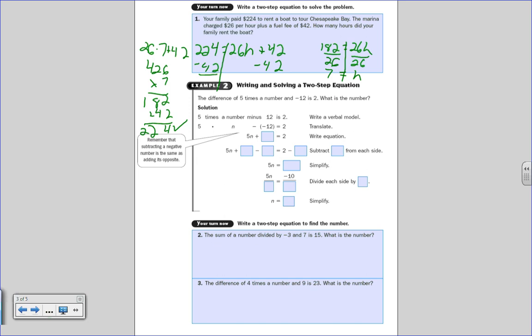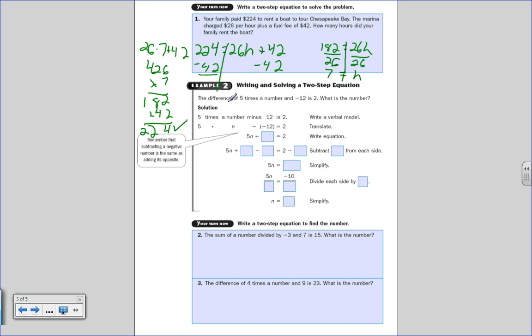Alright. Now, I'm not as worried about those ones we just did where it has a long word problem. Example 2 here is more like the questions we're going to see. Okay? So I really want to take our time on this. The difference of 5 times a number and negative 12 is 2. What is the number? Alright. This is where we're going to need our keywords.